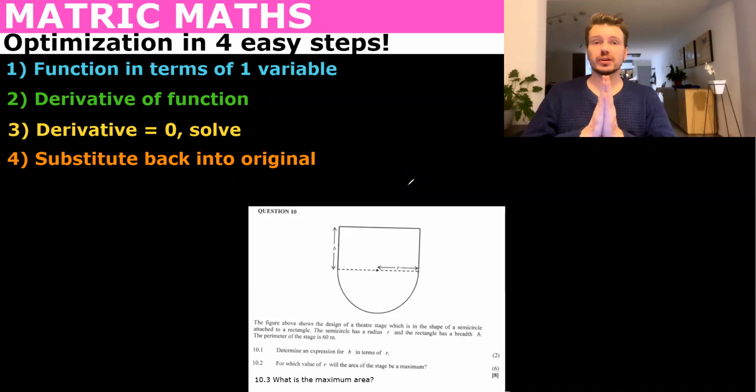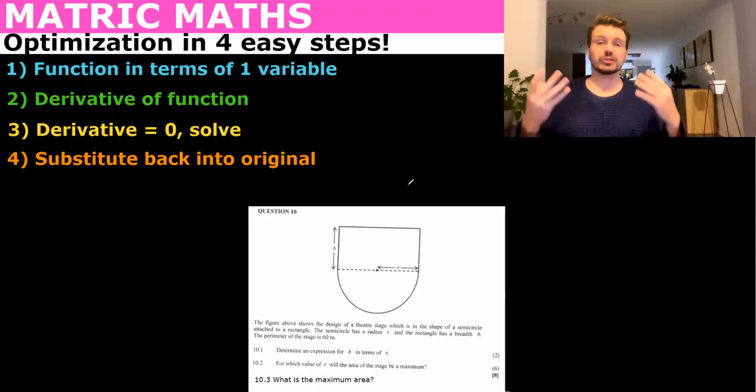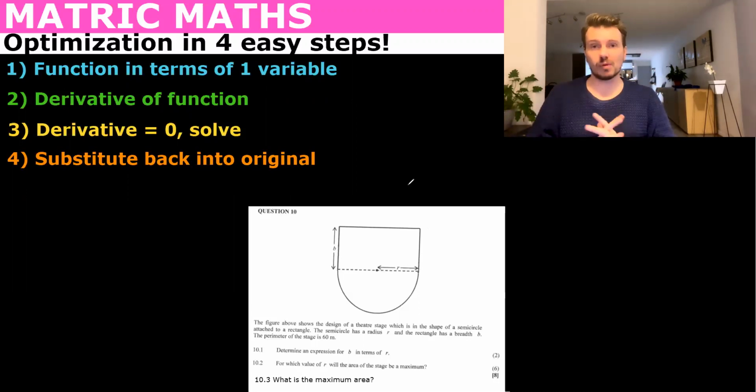The first thing you're going to do is you're going to get a function. And so this could be a profit function, or it could be a height function, whatever function it is, and you need to get it in terms of one variable. In other words, if it's in terms of x, it needs to just be x's, or if it's in terms of time, it needs to be just time.